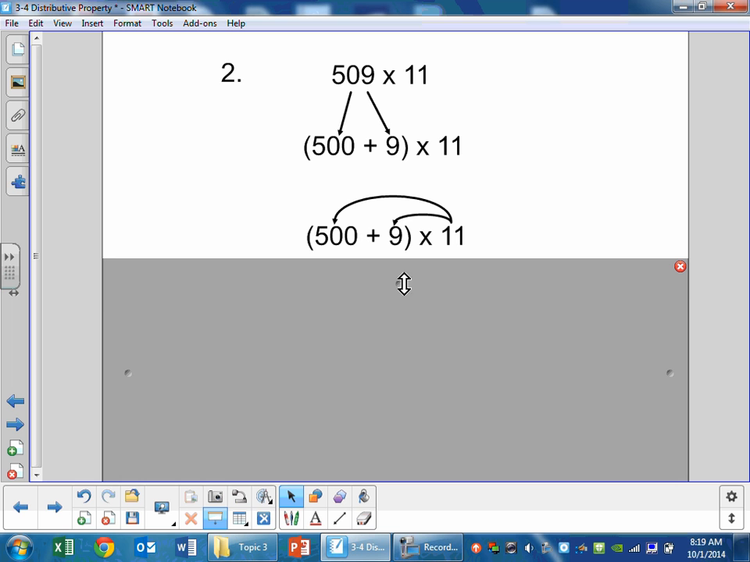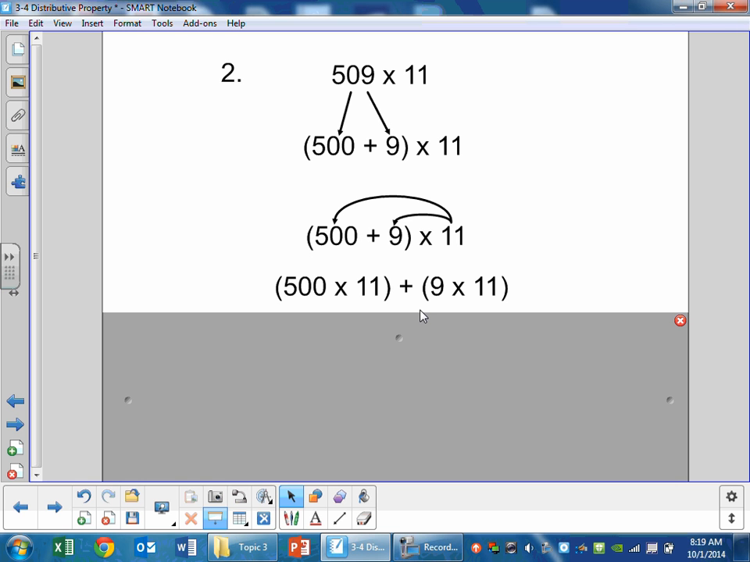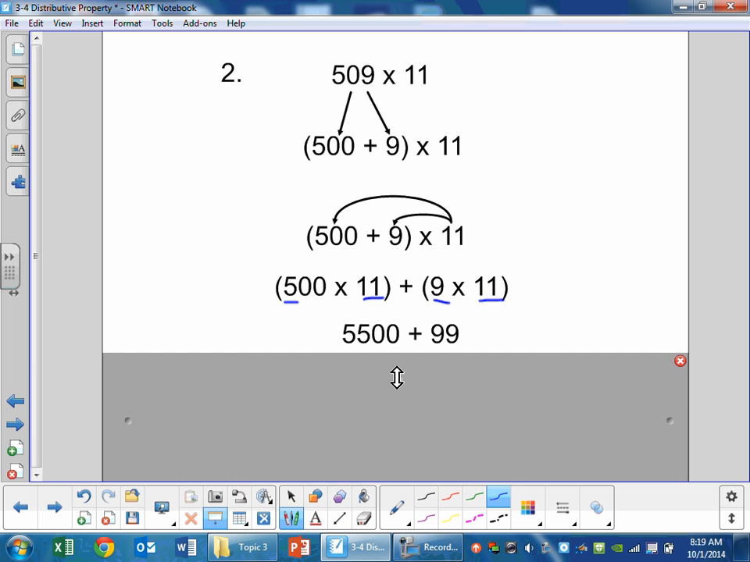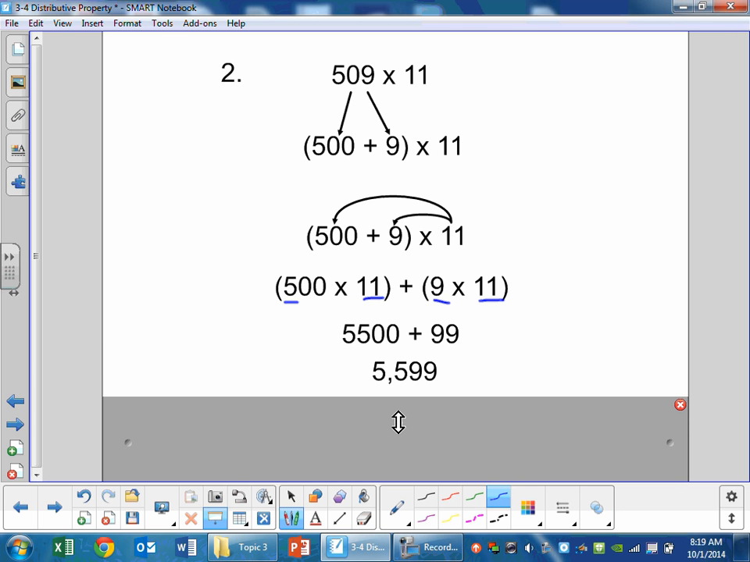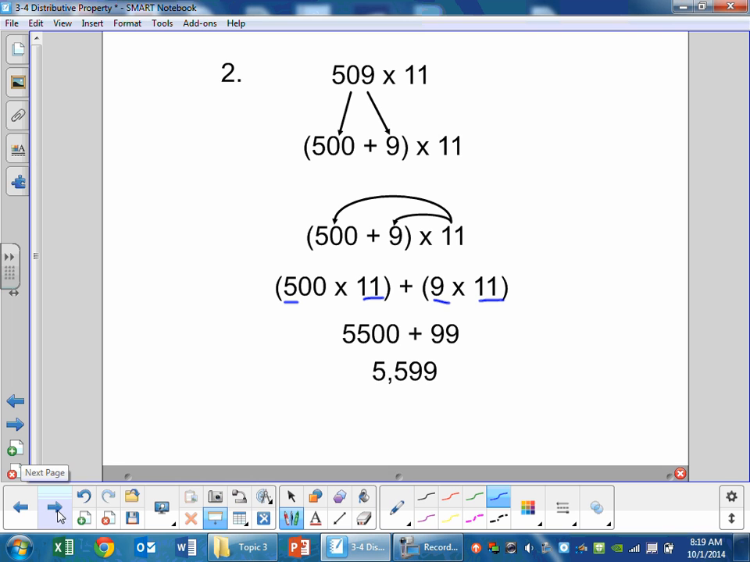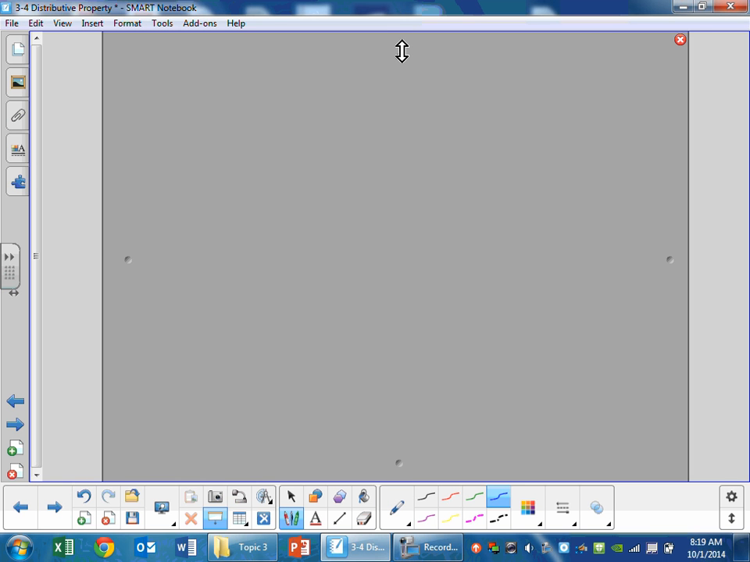And notice we're adding, so you have to make sure that that's what you're doing in the middle. So I'm going to do 11 times 500. I'm going to do 11 times 9, and then you add those two. So go with your basic facts. You've got 5 times 11, which is 55. Add 2 zeros. You've got 9 times 11, which hopefully you know through basic facts is 99. Then you add those two numbers. You should get 5,599.